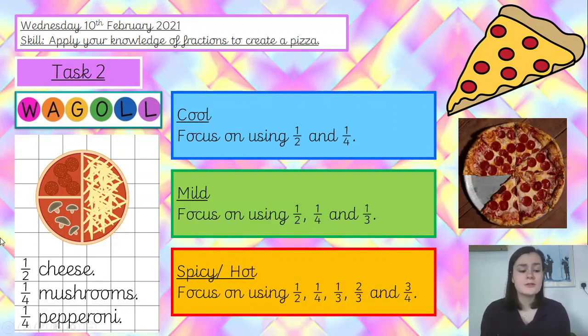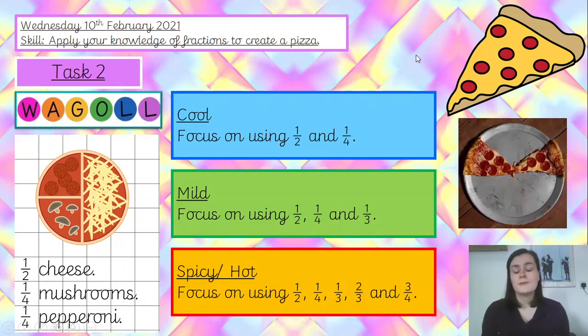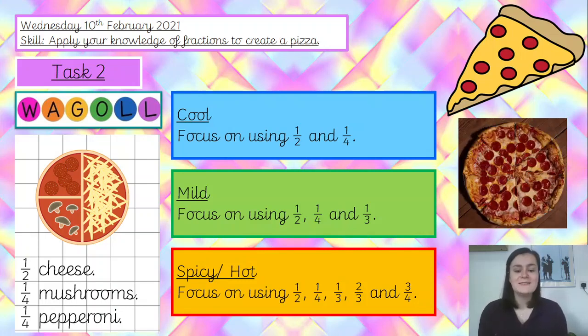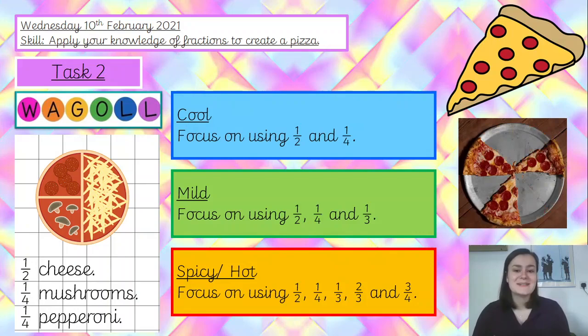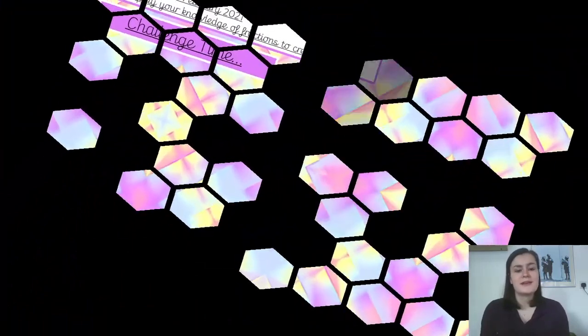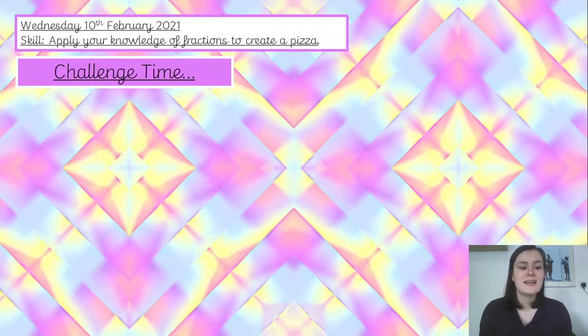Of course, you don't just have to use these toppings, you can make your own toppings. You could make them as crazy as you want to. You might end up putting chocolate spread on your pizza, whatever you fancy. So it's your own pizza. So pause the video now and have a go at making your own fraction pizza, please. Okay, I can't wait to see what you guys come up with for them. That was quite a fun challenge today.